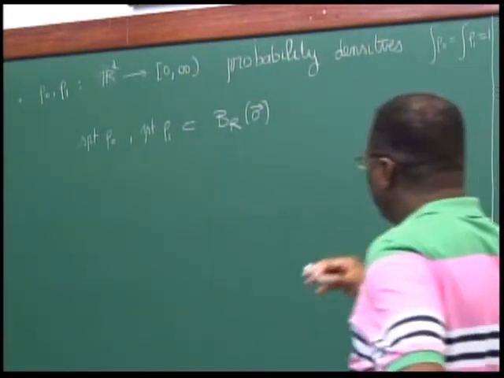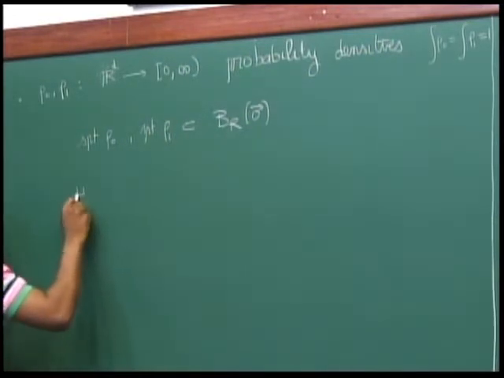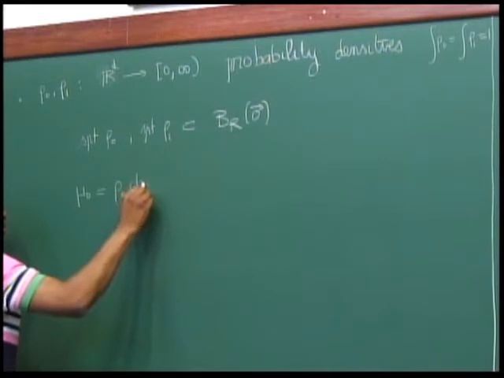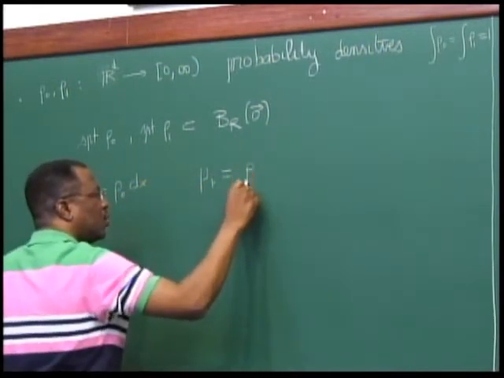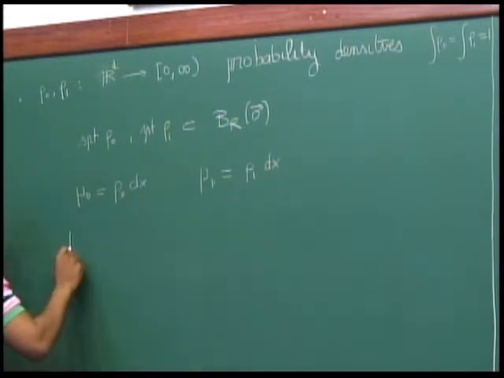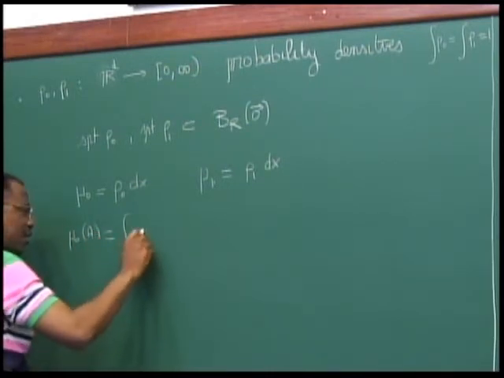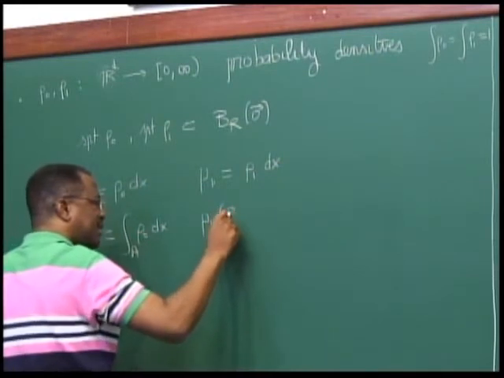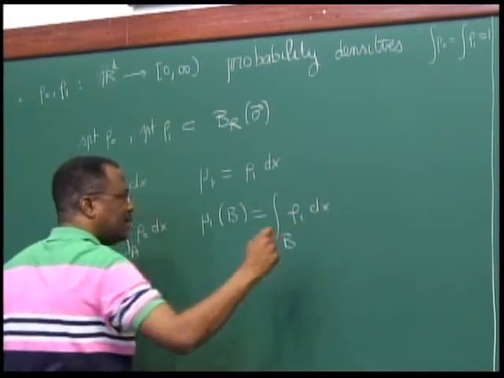So given these densities, I am going to build the measures. Mu naught is rho naught dx, mu 1 is rho 1 dx. In other words, mu naught of A is the integral over A of rho naught dx, and mu 1 of B is the integral over B of rho 1 dx.